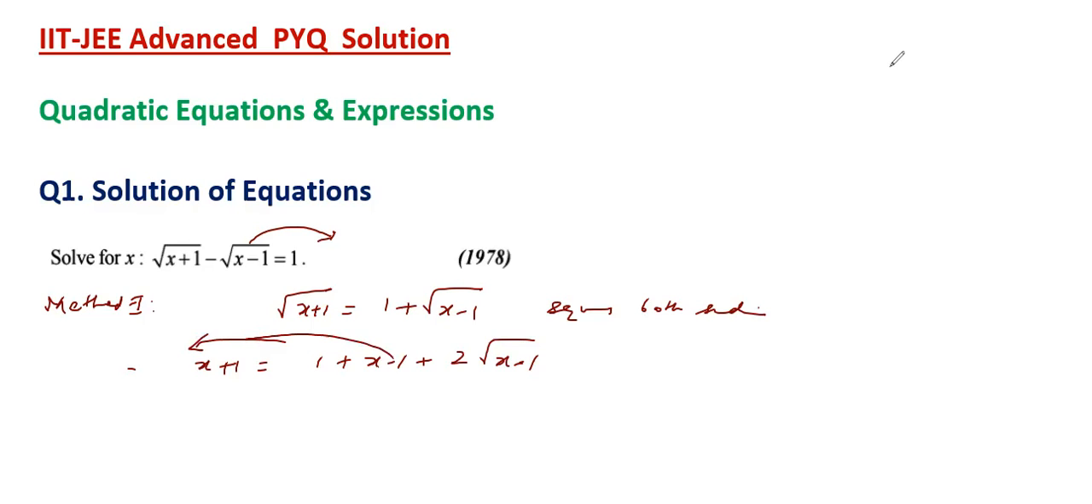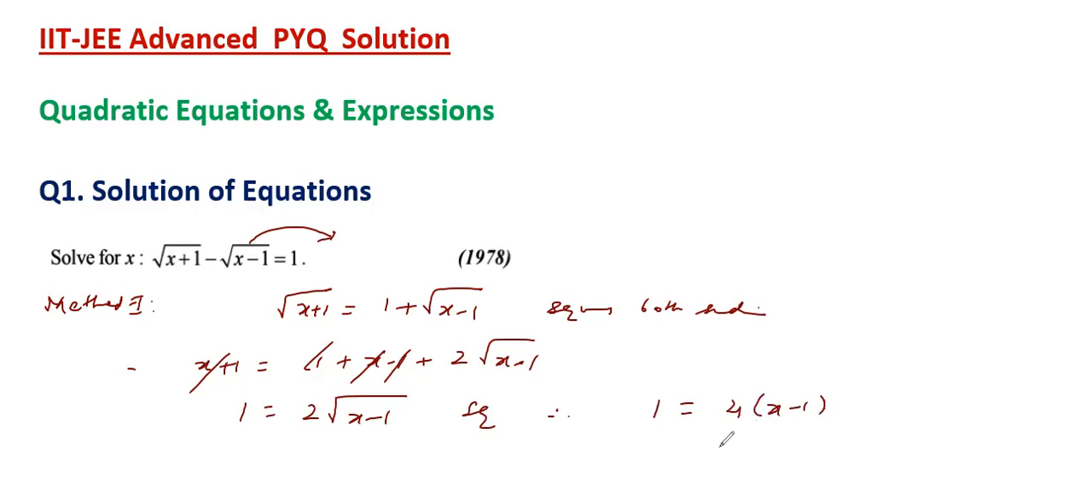Bring all the rational terms together. Okay, so we have 1 cancel, x cancels, so 1 is equal to 2. Again squaring, we get 1 is equal to 4x minus 1. So from here you get, therefore x equal to 5 by 4, and that is your answer. This was a very simple method, method 1.